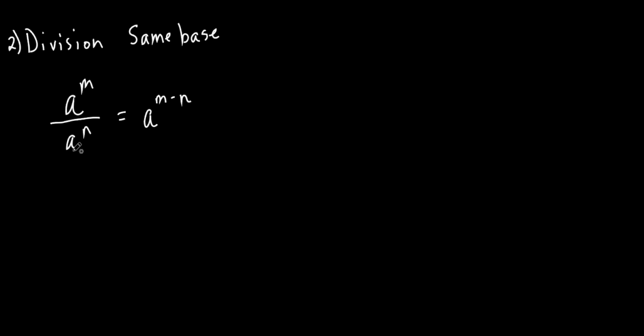If this was a b for a base, or a c or a d, I couldn't do this. I can only do it when the bases are the same. And then I would just subtract the exponents. Let's do a quick little example with that and show you why. Again, this is just to show you why.